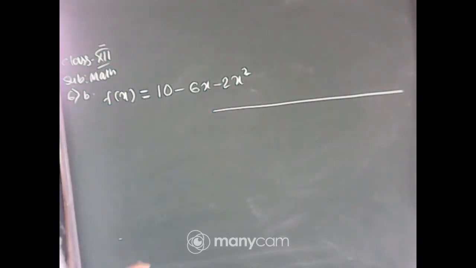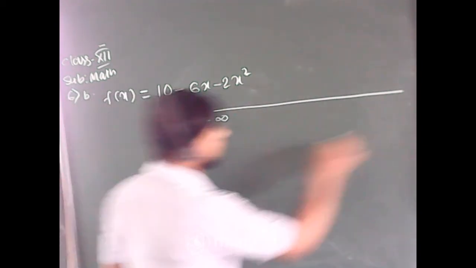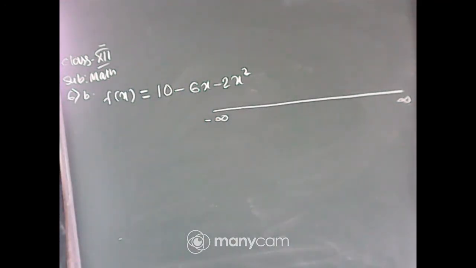So the domain of the function is the whole real number. Means from minus infinity to plus infinity is the domain of the function. Now we have to find out the interval for which the function is either strictly increasing or strictly decreasing. Clear? Okay, so how to find it out?